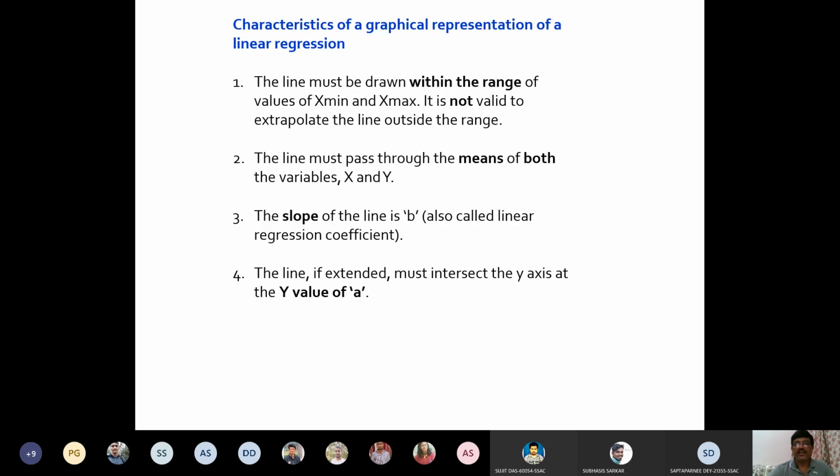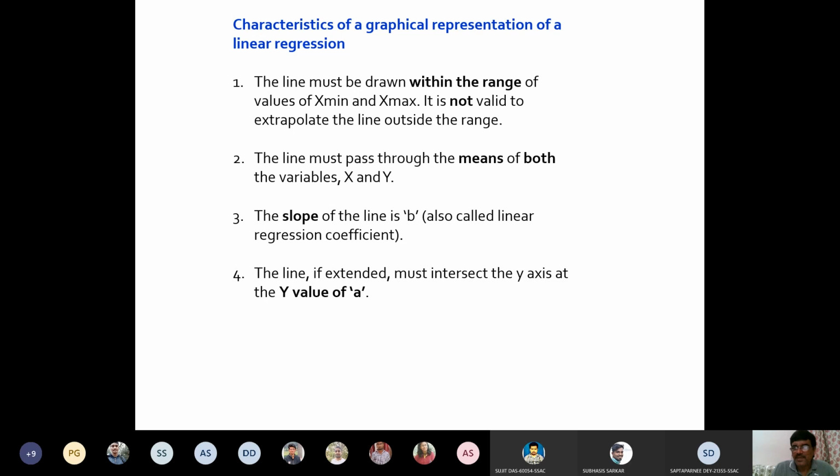So you can see the characteristic number 1. The line must be drawn within the range of the values of x, x min and x max. You cannot extrapolate. You cannot go away from this range. And also predictions are made within this x range. The line must pass through the means of both the variables x and y. This line must cross means of x and y.